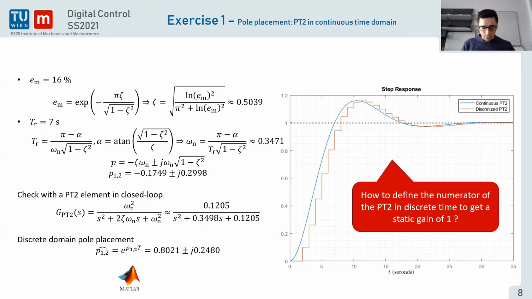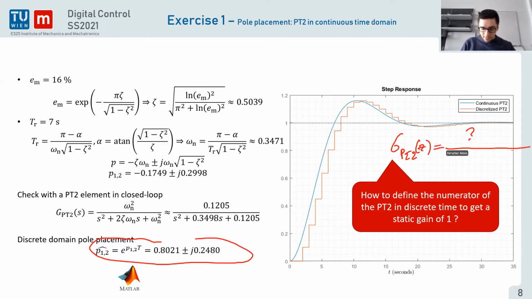So the question is, I know where the poles are. So I know that GPT2 of Z is equal to some numerator divided by (Z minus P1 hat)(Z minus P2 hat). The denominator is just a second order polynomial in Z. And so the question is, what should be the numerator to have a unit static gain? For that, there are a couple of propositions here.